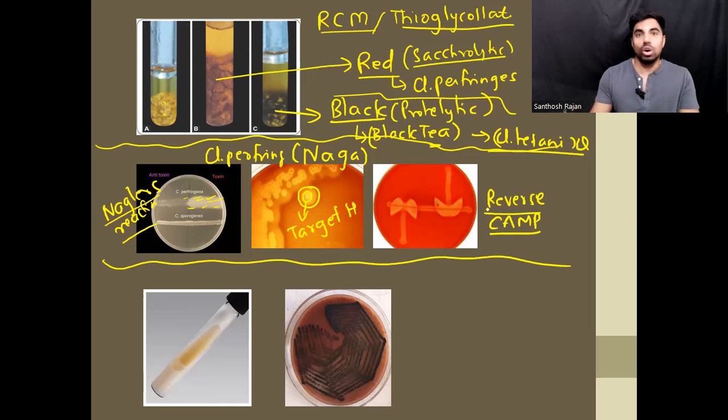Normal camp is for the group B agalactiae, you know that one. Reverse camp is for this one. That's it. This much you need to remember. Okay, now let's go back.